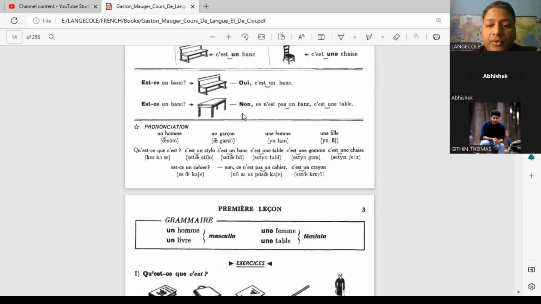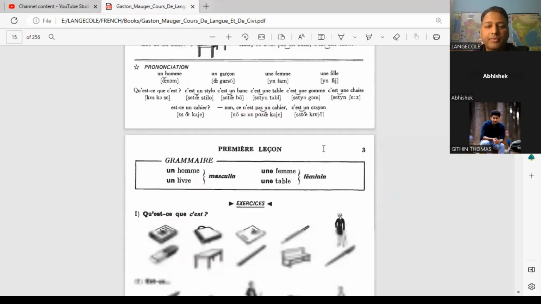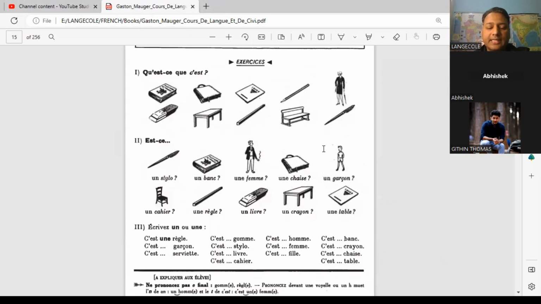Okay, yes. Non, est-ce un banque? Non, ce n'est pas un banque. So there is a liaison here. Non, ce n'est pas un banque. C'est une table. Right? Getting it? Don't worry. As of now, it's singular, so just practice this one. We will further go into the structure of negative sentences and do more practice there. As of now, just practice this in a singular sentence because you'll have all the examples in singular. Okay, so let's do the exercises now.